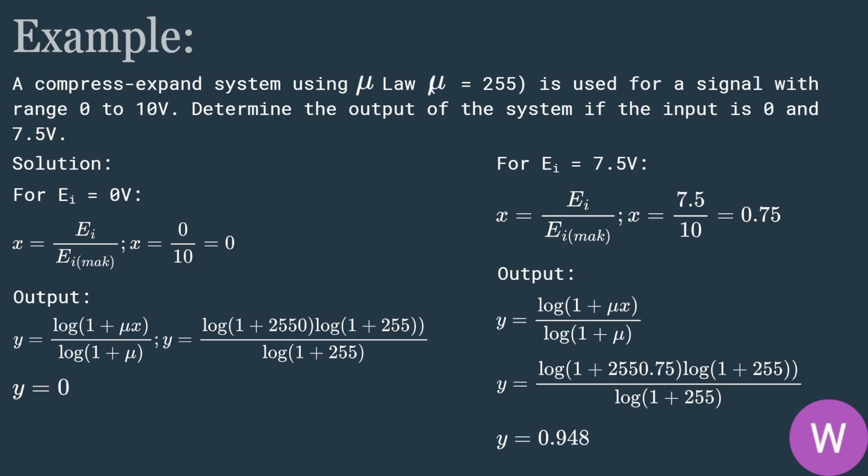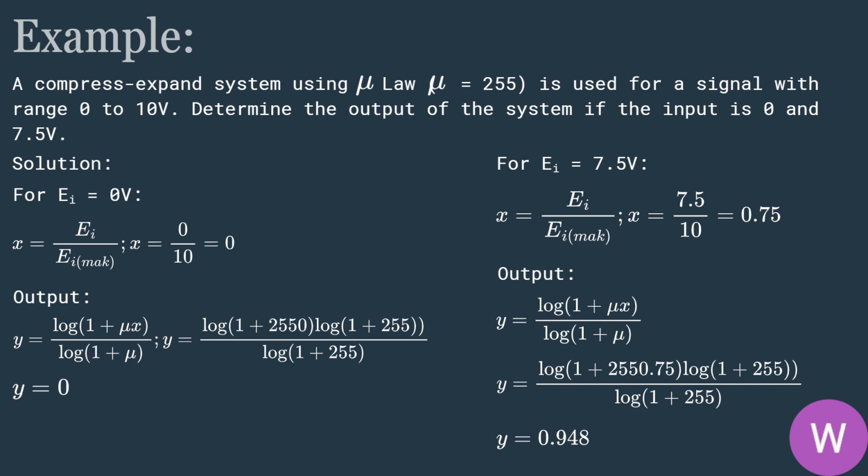So EI is 0, EI max is 10, from the range 0 to 10, the maximum is 10. So X equals 0 over 10, which is 0. And then we calculate for the Y. Y is given with the formula Y equals log 1 plus mu X over log 1 plus mu. So we substitute all the values inside, and in the end we get Y equals 0.